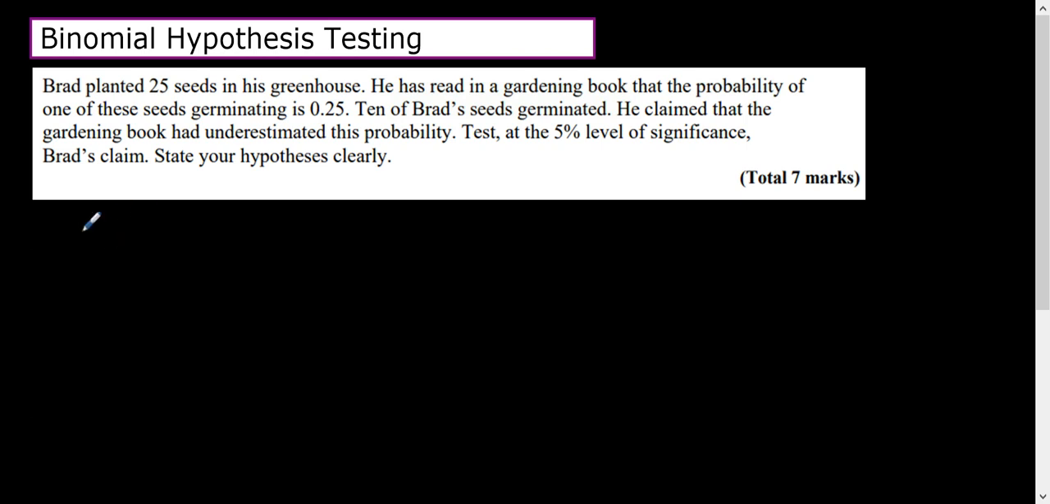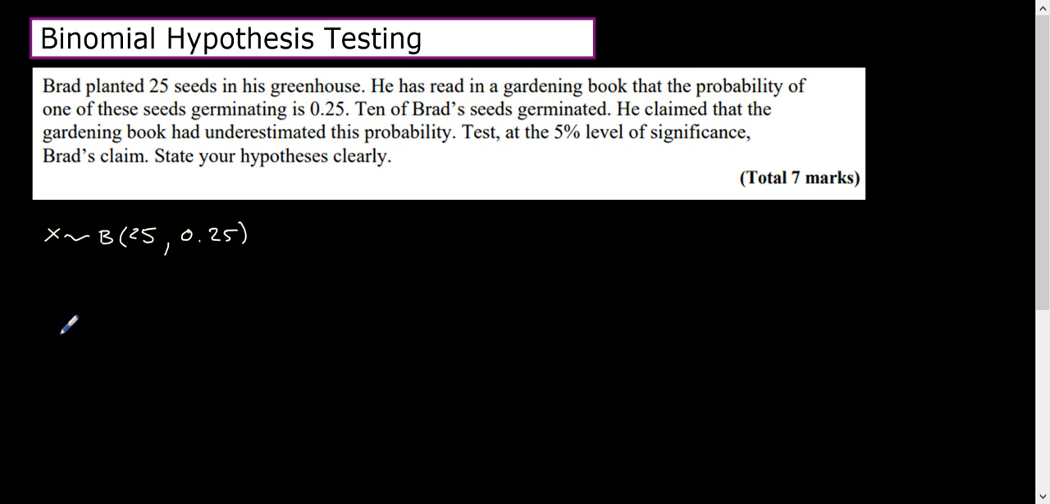So let's first of all, before we get into the ins and outs of is it greater than, is it less than, and all that sort of stuff, let's write down the distribution. So we have a binomial distribution. We have number of trials 25. There are 25 seeds in the greenhouse. The probability of one germinating is 0.25. So we've condensed that sentence into mathematical notation. We know that 10 germinated. That's what we're going to test once we've established what the critical regions are.